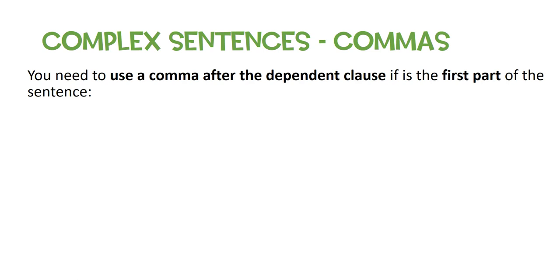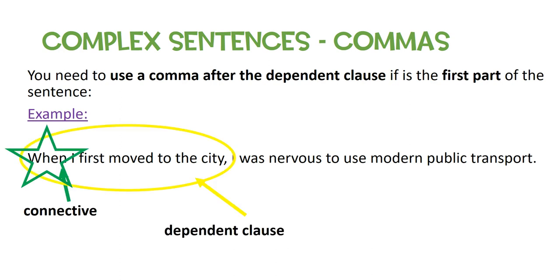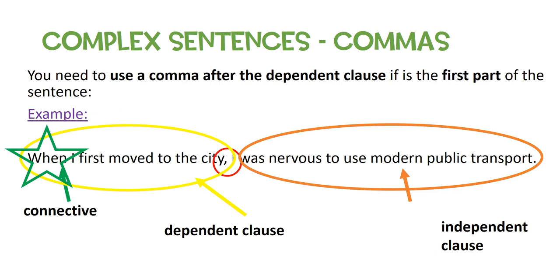You need to use a comma after the dependent clause if it is the first part of the sentence. When I first moved to the city, I was nervous to use modern public transport. The connective is at the beginning, when, followed by the dependent clause, when I first moved to the city. We have the comma, followed by an independent clause, I was nervous to use modern public transport. This is the part of the sentence that makes sense on its own. The dependent clause relies on the independent clause.